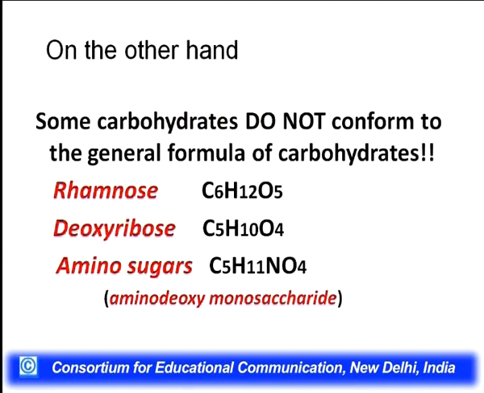On the other hand, there are some carbohydrates which do not conform to this general formula. For example, rhamnose, which is a C6 sugar, has the molecular formula C6H12O5, and the molecular formula of deoxyribose sugar is C5H10O4. Even for amino sugars, the molecular formula is C5H11NO4. In all these compounds, the ratio of hydrogen to oxygen is not 2:1, but still they are carbohydrates, because in these compounds oxygen has been replaced by a hydrogen atom.